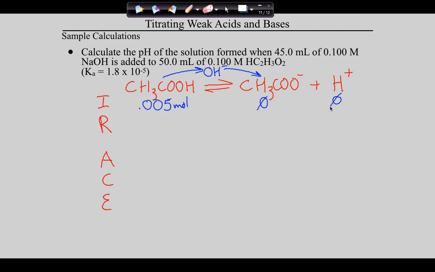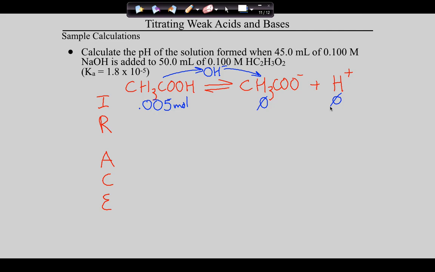Notice that difference. When you've done ICE boxes before, we've used them to describe buffers. And when we have a buffered system, you would have excess acetate ion as well. In this case, we just don't. But that's okay because we're always going to be adding a base to the acid, so we don't need any base ion to take on the acid because that's not what we're doing.